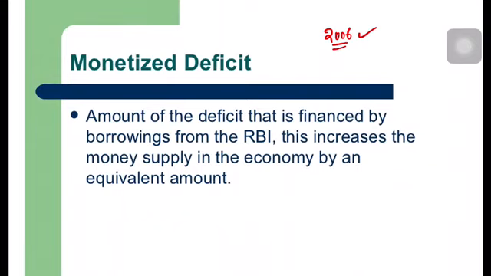Why? Because if the government keeps borrowing by printing fresh notes, this will increase the money supply in the economy by an equivalent amount. Once that happens, there will be a huge scope for inflation. And not only that, for example, let's say 2024 is the election year. The government will spend lots of money in 2024, and then by the time it comes to 2025, it will try to influence the people by giving so much money to them.